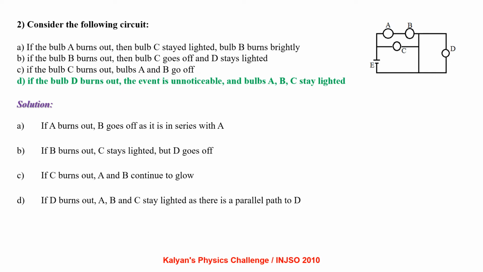See the diagram carefully. Bulbs A and B are connected in series. To this combination, C is connected in parallel. So bulb D is connected in parallel to all the three bulb combinations. Now let us consider the options one by one.